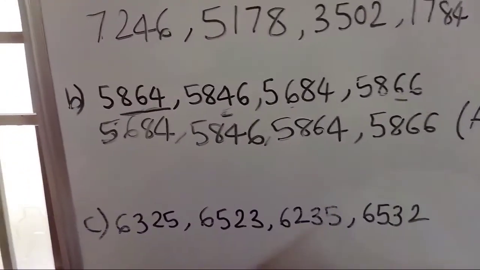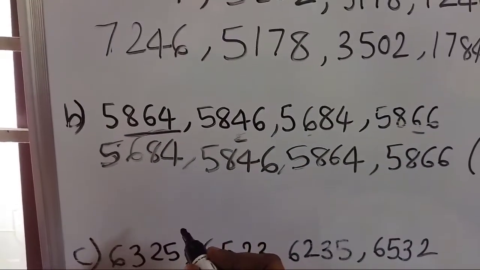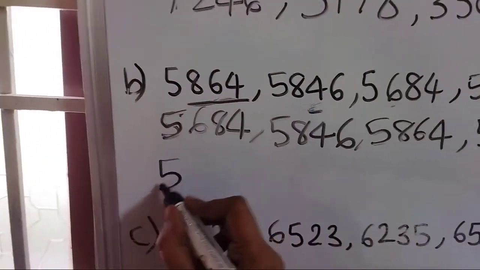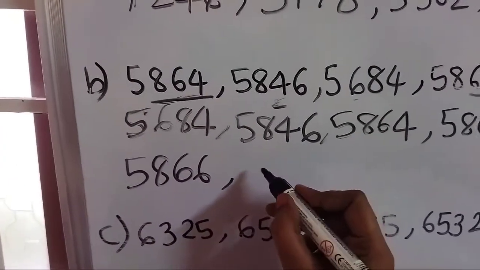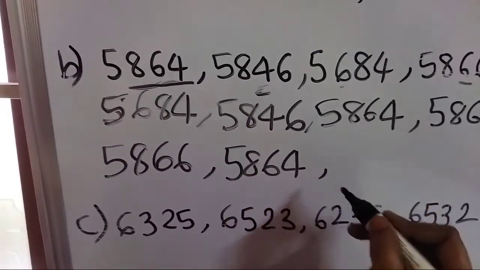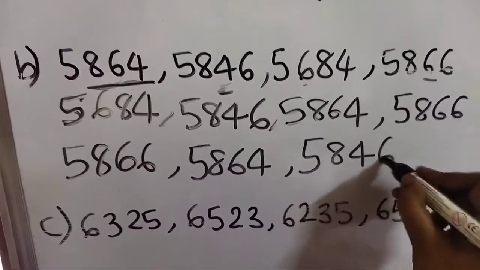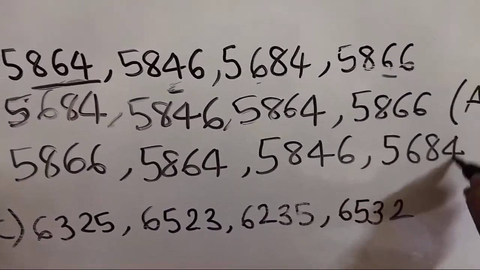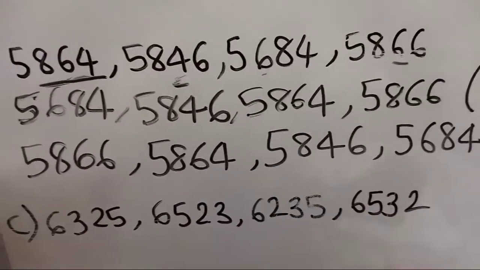Next we write descending order. Descending order is biggest to smallest. So we write 5866. Next 5864. Next 5846. Next 5684. So this is the descending order of these numbers.